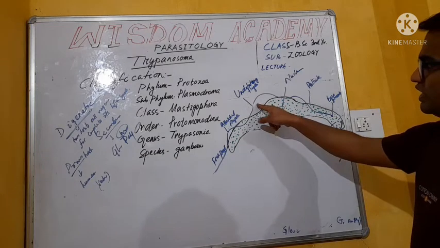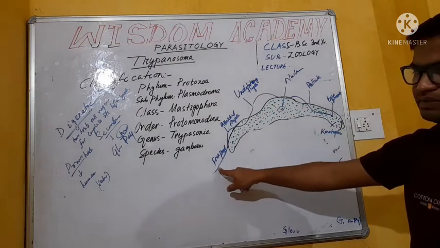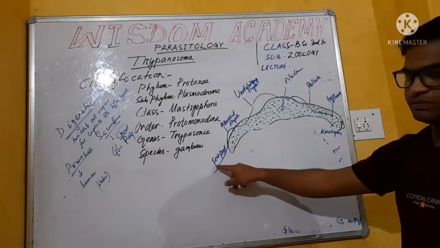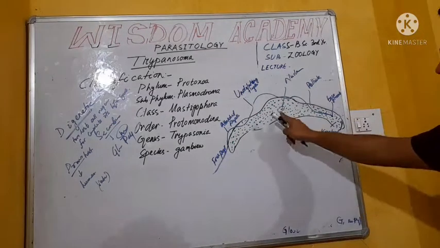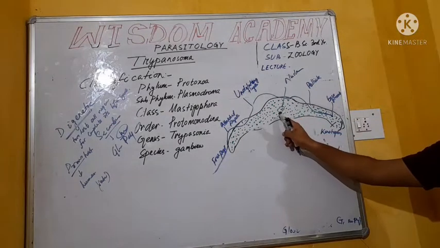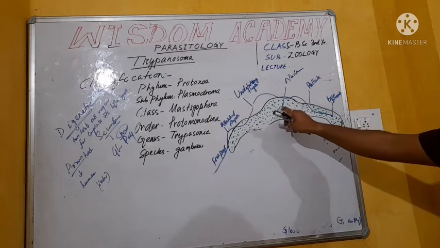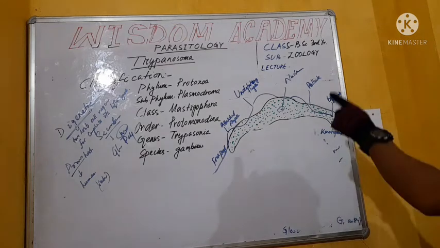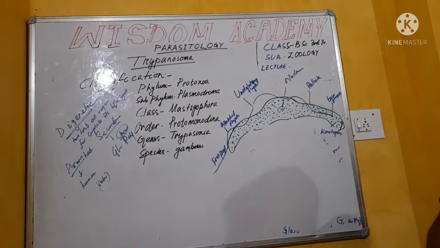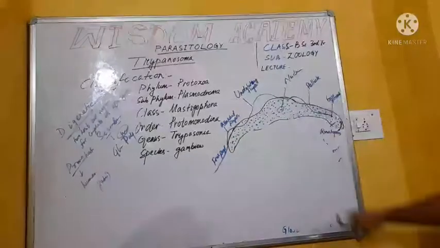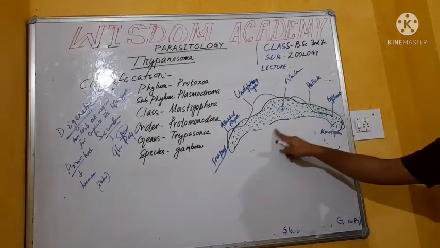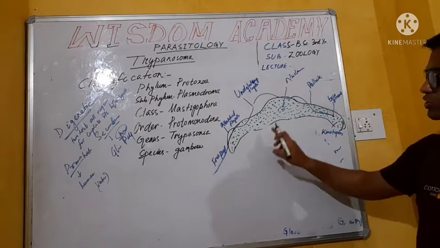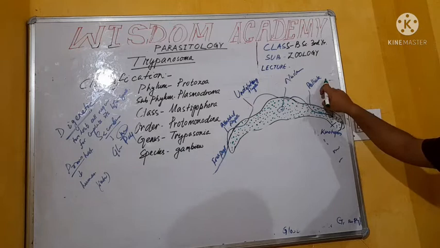What flagella? Undulating flagella, attached flagella, and free flagella. The flagellum that is not attached to the Trypanosoma is known as free flagella. The nucleus is present in the center of the Trypanosoma, so you can say a central nucleus is present, and rod-shaped flagella are present. The cell wall is made up of pellicle. In all protozoans, and also in Trypanosoma, the cell wall is made up of pellicle.